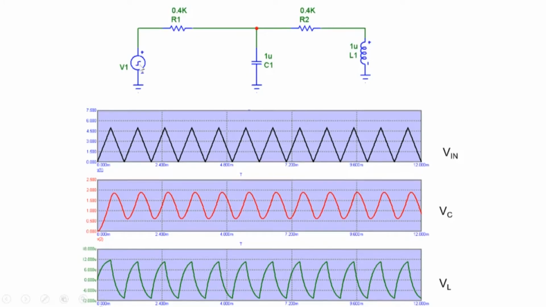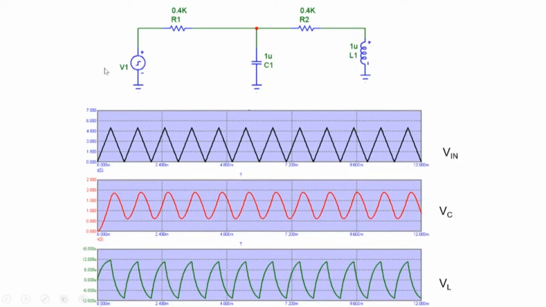But note what we just said: that we can take the triangular wave and break it up into a sum of sinusoids. So if we analyze the behavior due to each one of those sinusoids, and then we sum them up because it's a linear circuit, then we'll get back the result that we want.